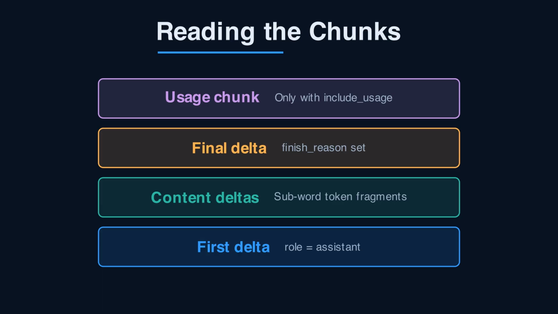If you want usage token counts while streaming, you must opt in by passing stream_options with include_usage true, which adds one final chunk containing the usage object. Without that flag, streamed responses give you no token accounting at all, which surprises a lot of people building cost dashboards.